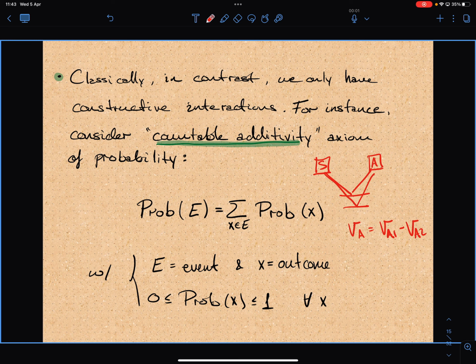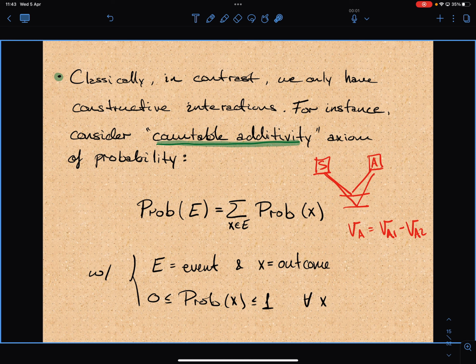So the event that we were interested in is the event of getting light from here to here. And it was made up of two different outcomes: the outcome that it goes this way or this way. And in the quantum case, we had a destructive and constructive phenomenon based on the phase shift.